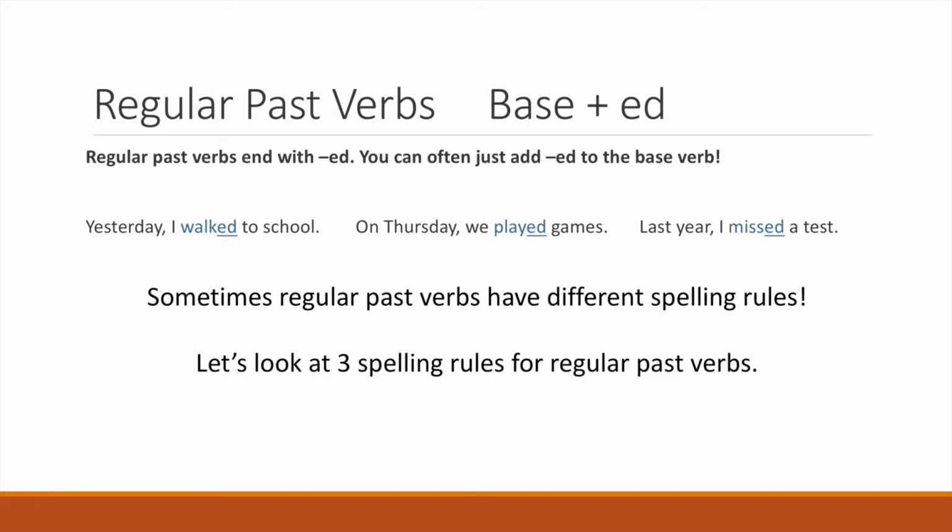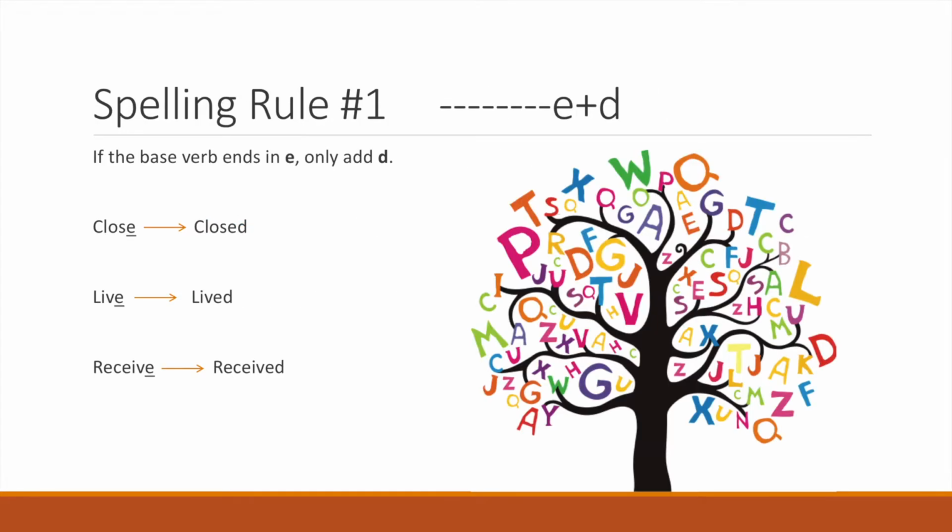Sometimes regular past verbs have different spelling rules. Let's talk about 3 of them. The first rule: if the base verb ends with an E, you only need to add D. For example, if we have close, you add a D to indicate it's a past tense. So close becomes closed. Live becomes lived. Receive becomes received.